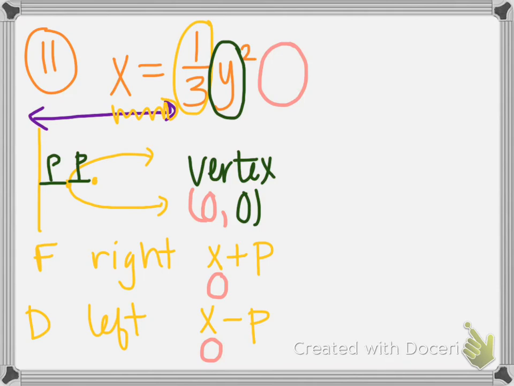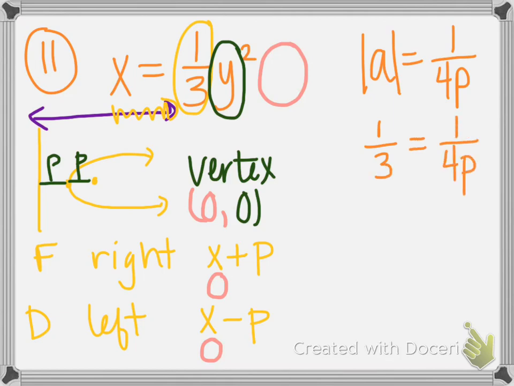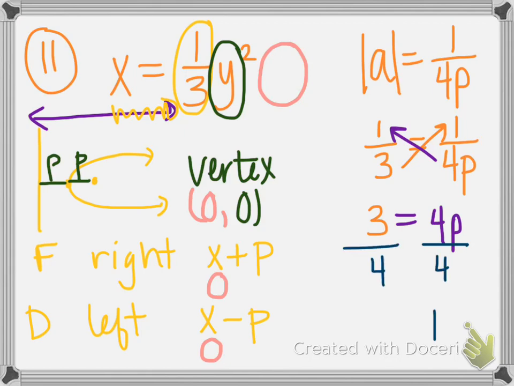Now I just need to solve for p. Remember, our equation for p is p equals 1 over 4a, or a equals 1 over 4p. And don't forget to take the absolute value. In this problem, the absolute value of a positive number is still a positive number. So I get 1/3 equals 1 over 4 times p. And when I cross multiply, I get 3 equals 4 times p. And then when I divide, I get p equals 3/4.